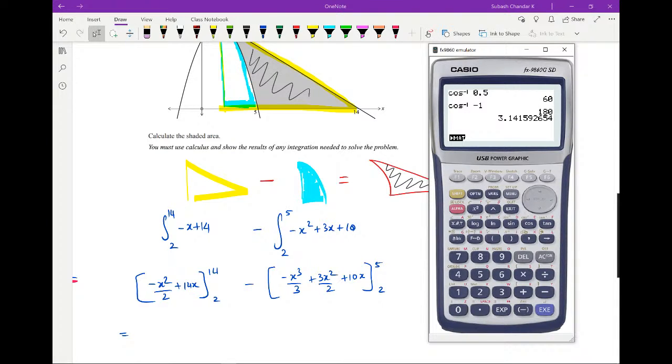Now, for this part here, let me just show you guys. You can actually do this part in the calculator. You can expand it and do the calculation the long way, but really you just go into option, go into calculus, put integral. I'm going to put my first one, which is -x plus 14, between 2 and 14. So I don't need to do any integration. I just write the original function, which equals 72.